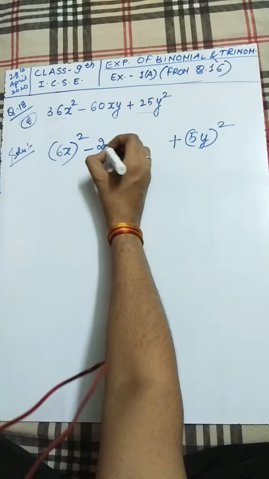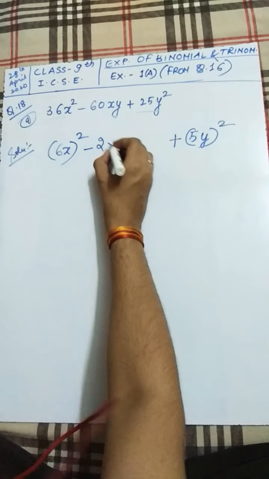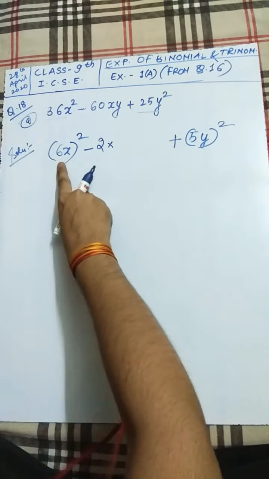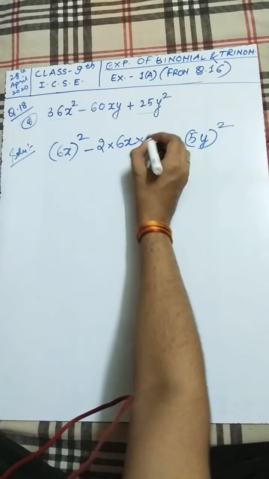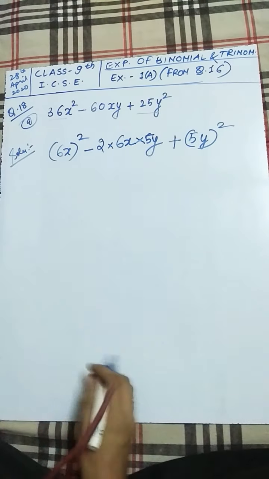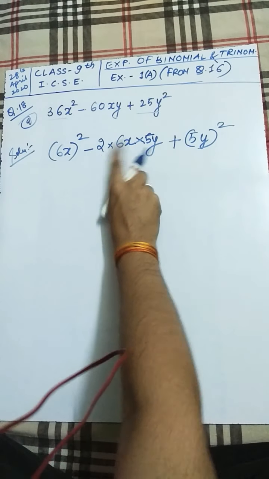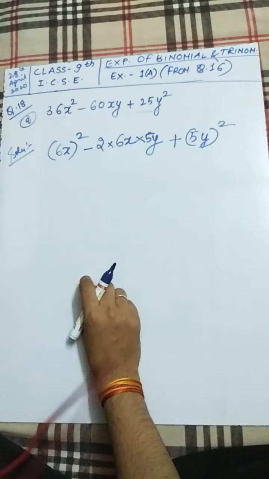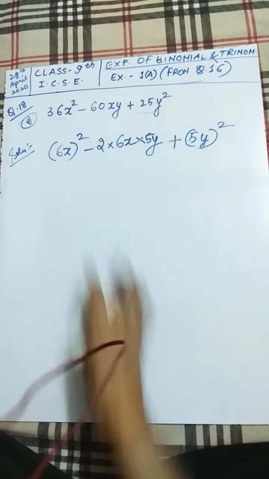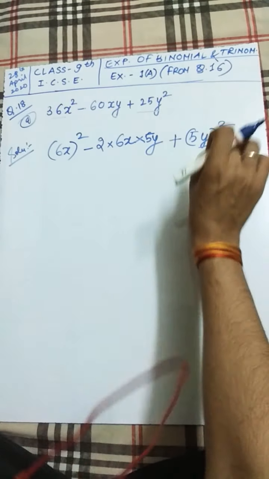So that formula wala 2, I'm writing here, into A. What is our A? 6x. So 6x. What is your B? 5y. Write 5y. No problem. Now let us multiply. 2 5s are 10. 10 into 6, 60. Here is your 60, x into y, here is your xy. So that means it is confirmed that it is a perfect square.